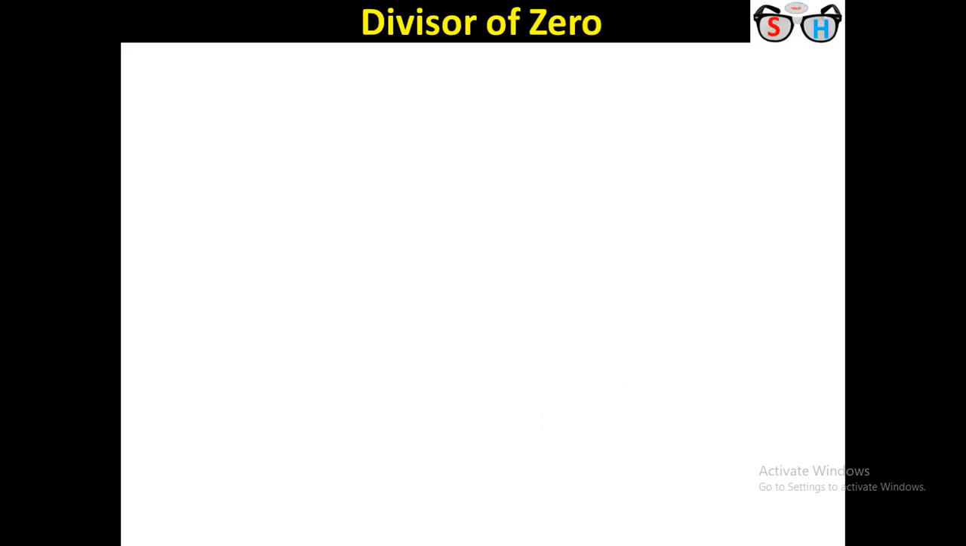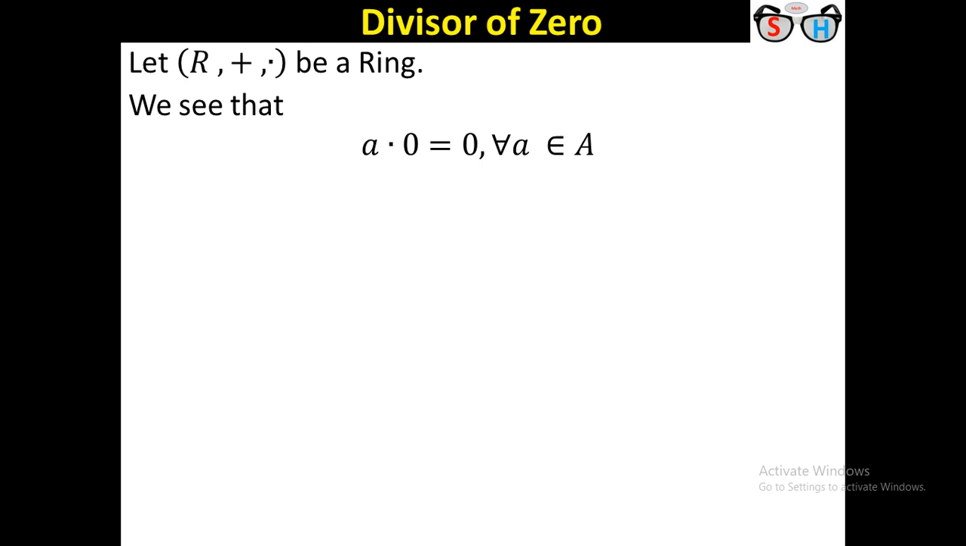Now we will go to our topic. At first I give the definition of divisor of 0. For that purpose, here we consider a ring. We see that a multiplied by 0 equals 0 for all a belonging to the ring. Here 0 means the 0 element in the ring, as well as 0 times b equals 0 for all b in the ring. That is multiplication of two elements.